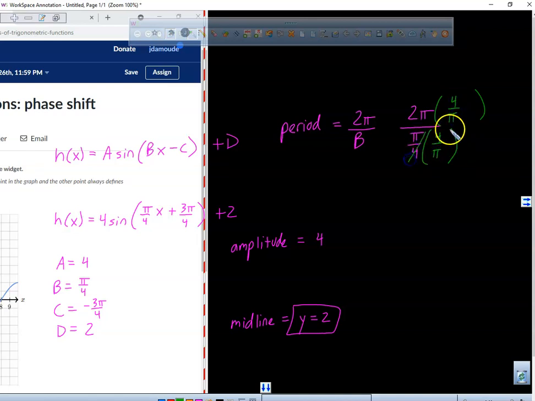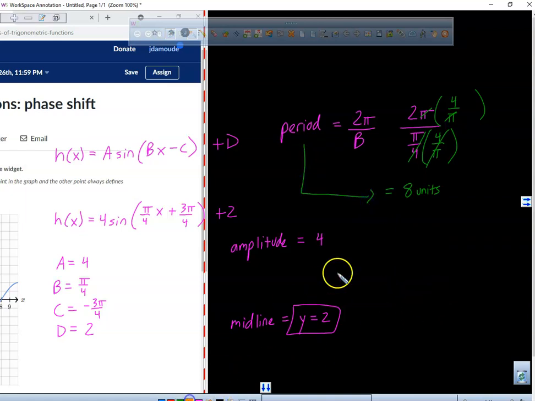So all of these cancel out. This pi cancels out this pi. And so what would be the length of our period in this particular case? The length of our period is going to be 8 units. So when we graph this, we should see a length of 8 units, and that's what I'm going to check to make sure I'm graphing it correctly. All right. So now our period is 8 units.